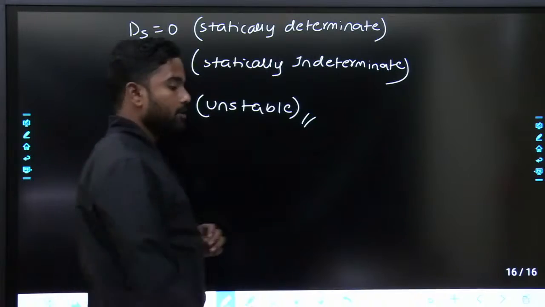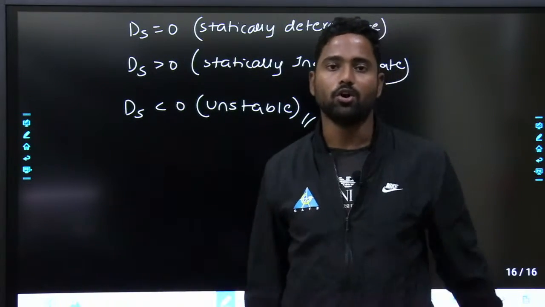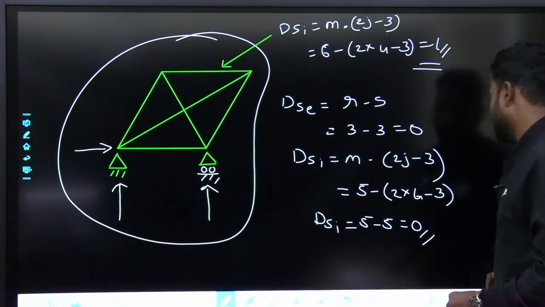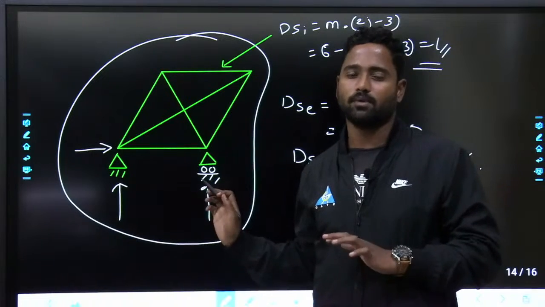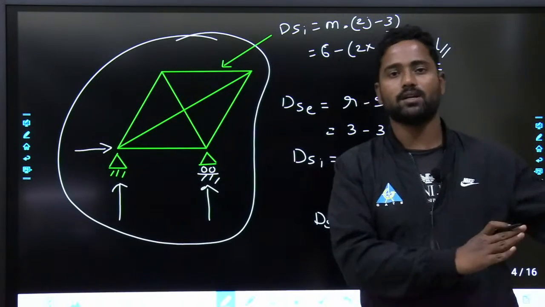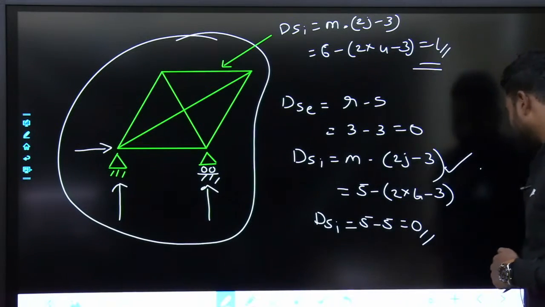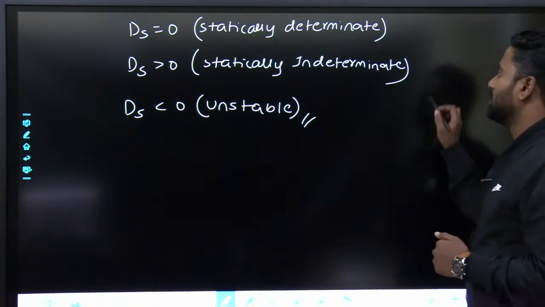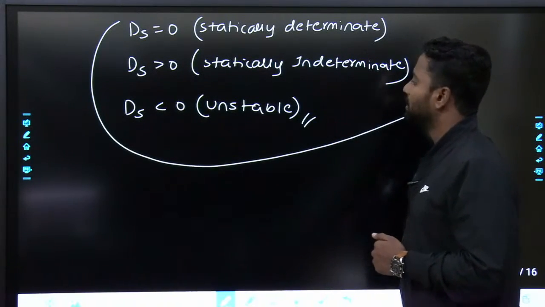So internal indeterminacy in the trusses is different from that of the beams. For beams it is 0, for trusses it is m minus of 2j minus 3. You can use this formula and you can find out the things. See, all these things are basics. Exceptional cases I will discuss at the end. Fine. So this is the basics. Fine. m minus of 2j minus 3, ds is something like this. Fine. Statically determinate, statically indeterminate, unstable.